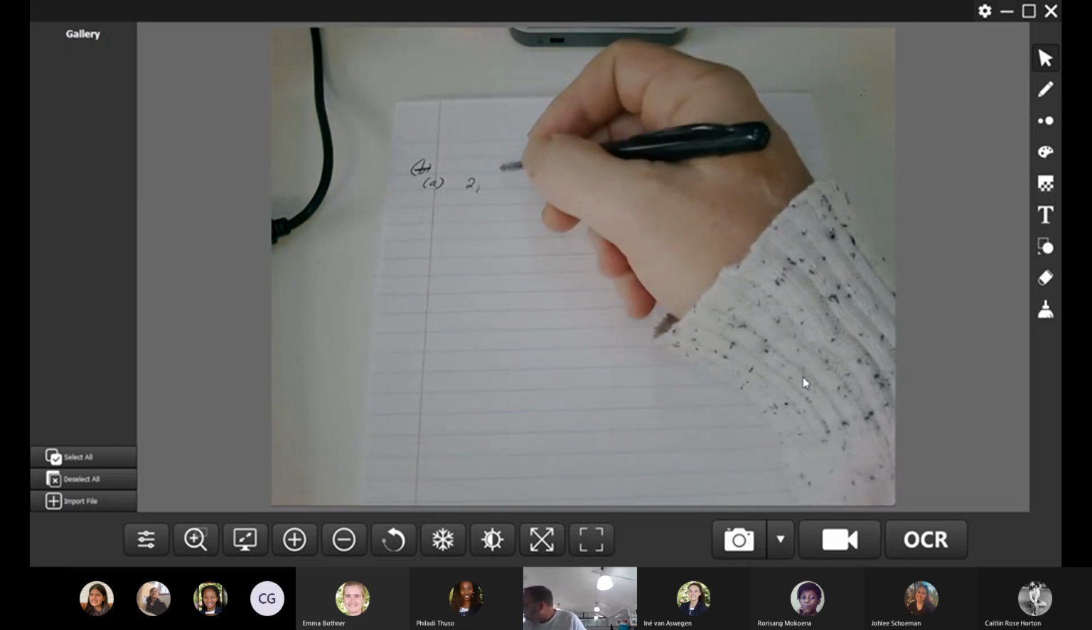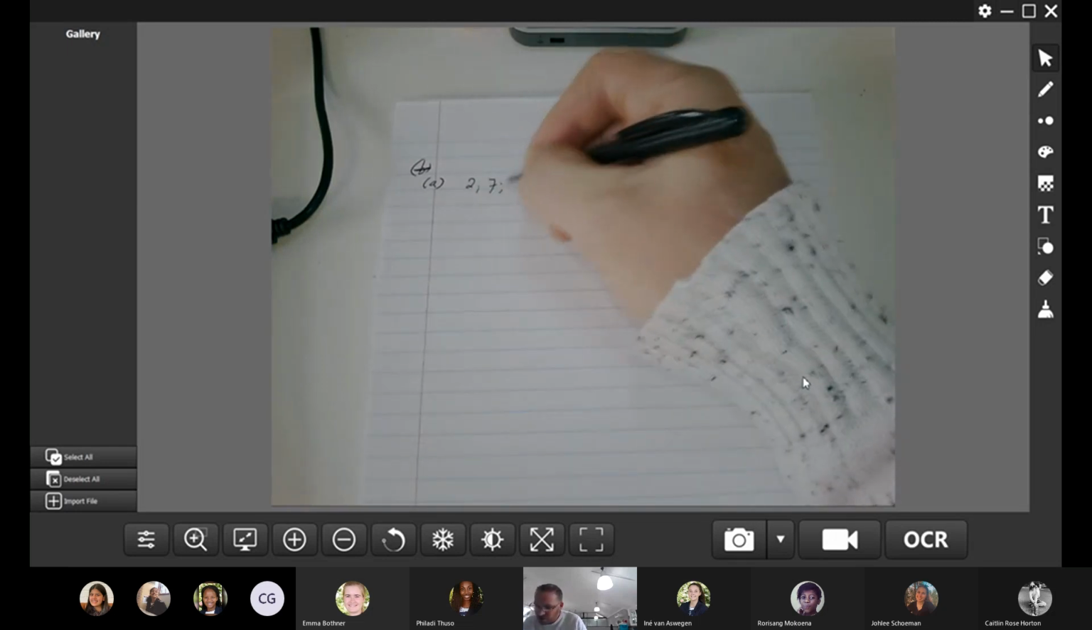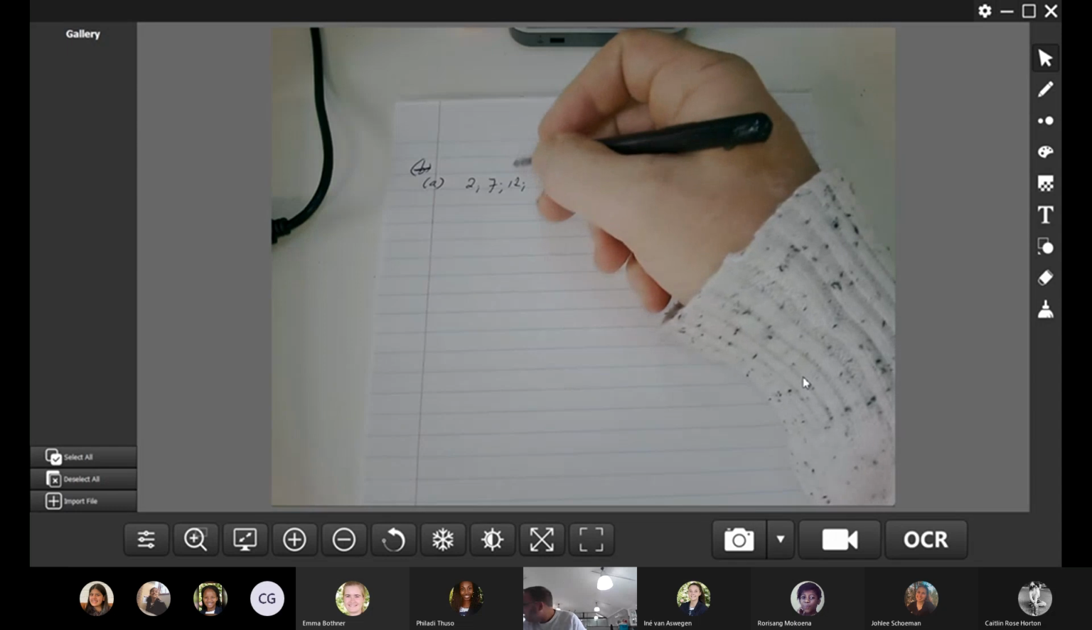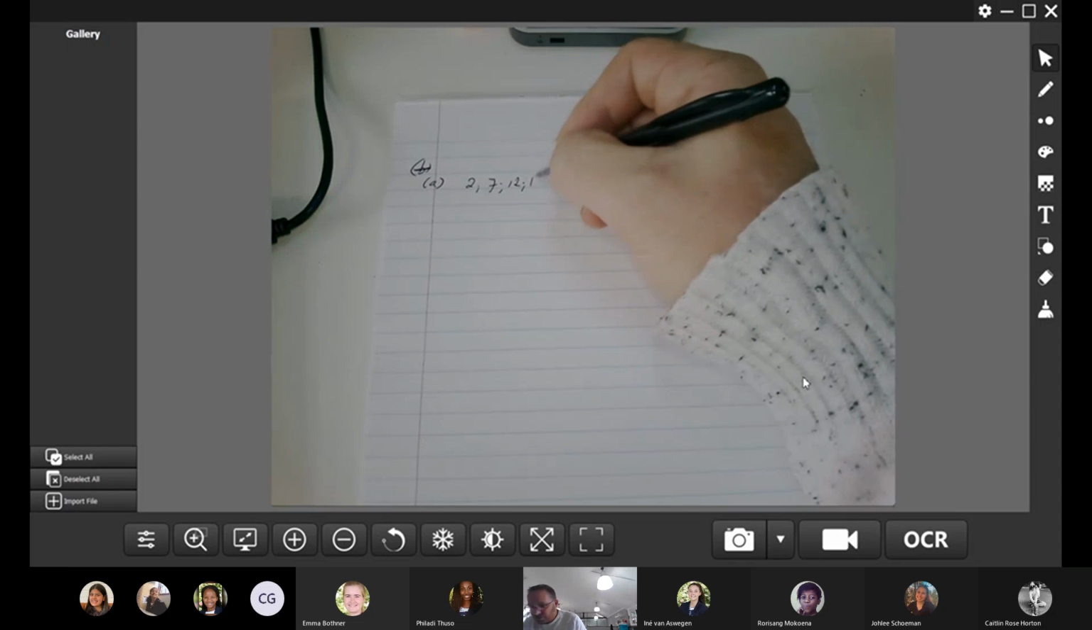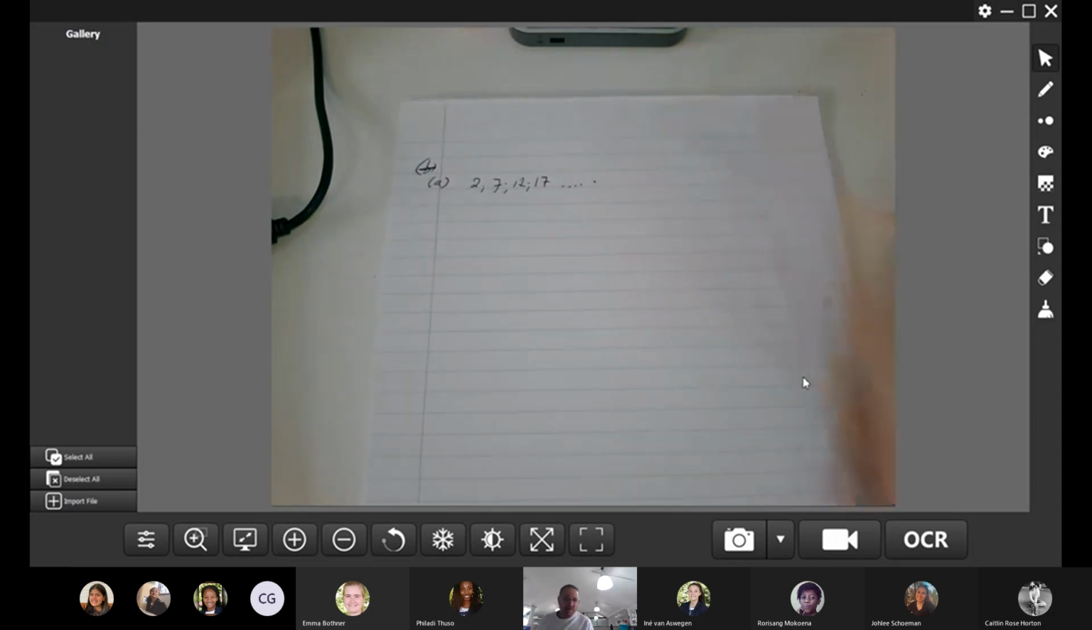And A says the following. We've got a sequence 2, 7, 12. I would always give 4 terms. Okay, 2, 7, 12, so the next one would be 17. Okay, so there's A. So step 1 always in A is identify.